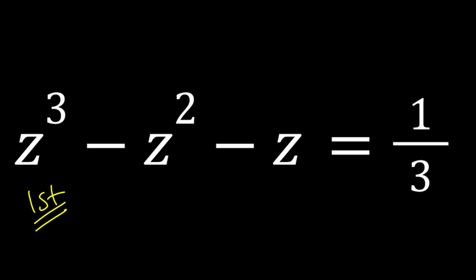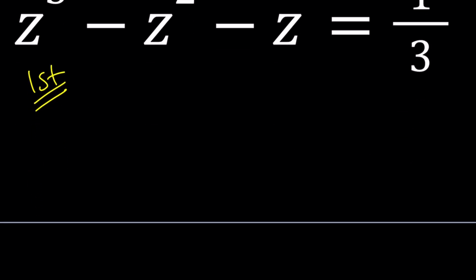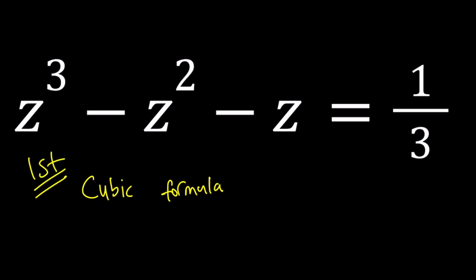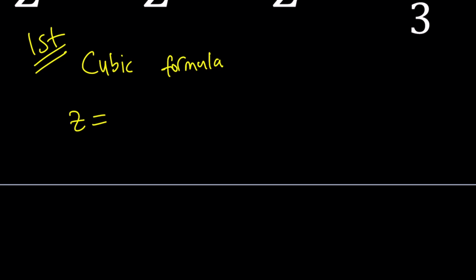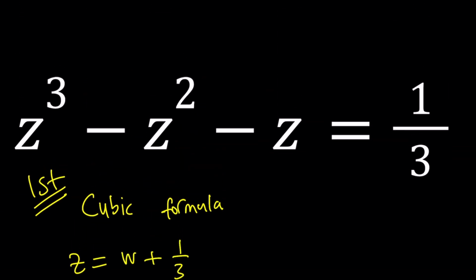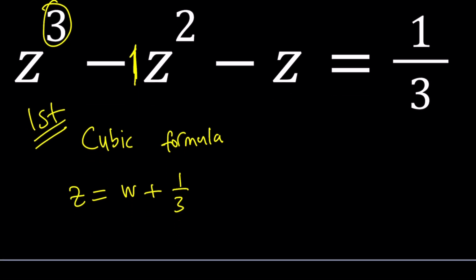So for my first method, I'd like to use what is called the cubic formula. Now, how does the cubic formula work? We start by substituting something for z, and our goal is to get rid of z squared. So let's replace z with w plus 1/3. Let me tell you where the 1/3 comes from. The 3 comes from the degree of this polynomial, and the 1, the positive 1, comes from the opposite of the coefficient of z squared, which is -1, right? So its opposite would be +1. Great, so let's go ahead and substitute that.